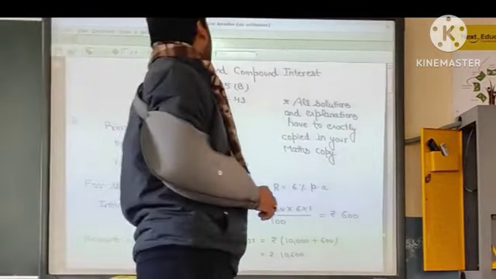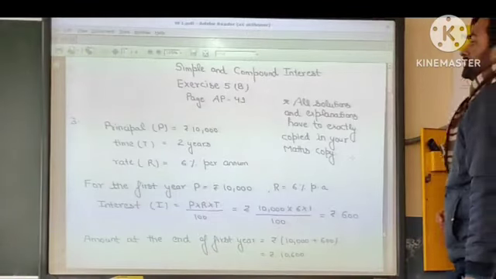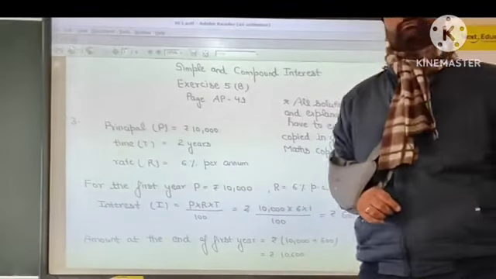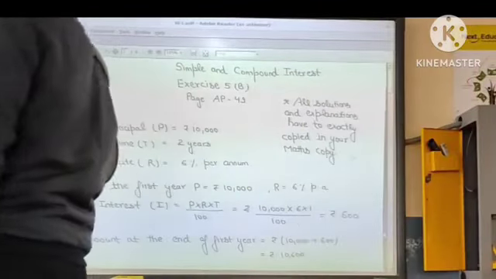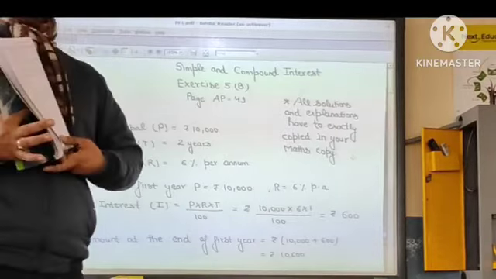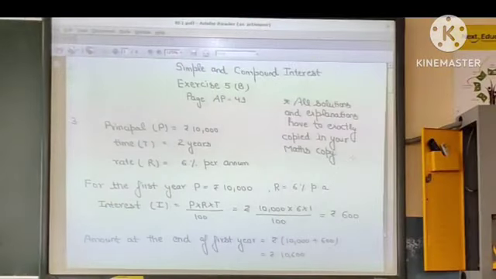Now see here, what is the principal? You see that the principal is 10,000 and it is invested for how much time? It is invested for 2 years at the rate of 6% per annum.